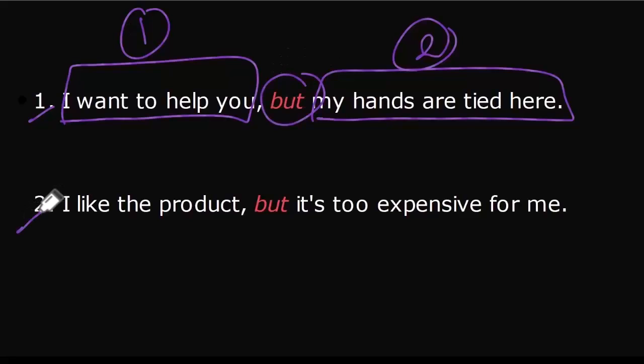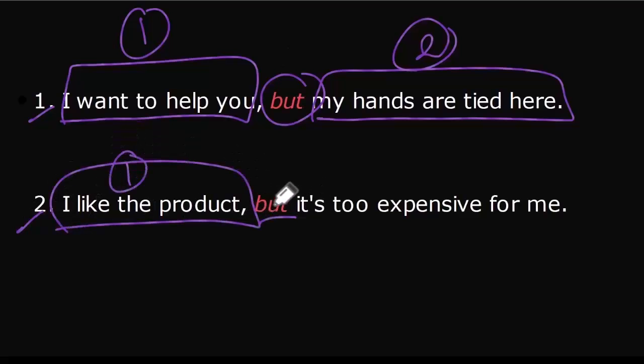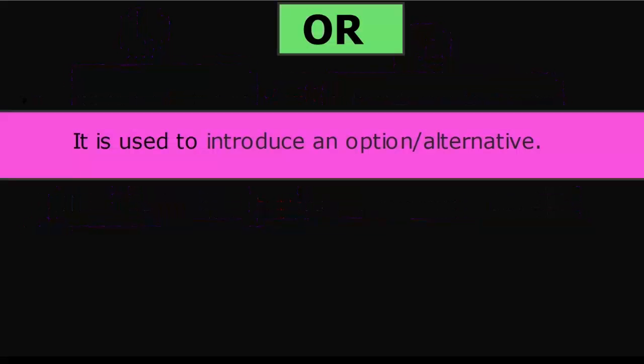Second example: I like the product. First clause. But, see again, contrast: it's too expensive for me. I like it, but it's not for me because it's too expensive for me. That's how we use but to add two independent clauses to show a contrast. Next, or.